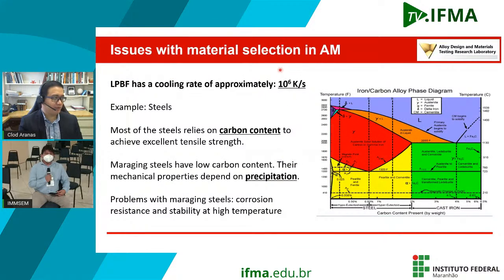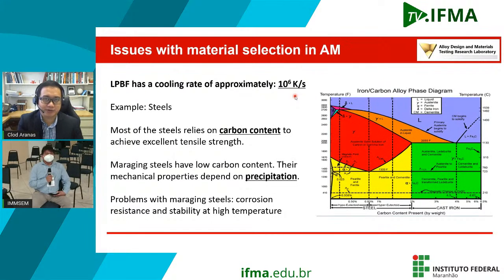So now, what's the problem with additive manufacturing? If we look at the cooling rate during the process, it's around 10 to the 6 Kelvin per second. E um dos problemas dessa manufatura aditiva que nós vemos é a taxa de resfriamento dessas amostras, que é muito elevada. Você percebe 10 elevado a 6 Kelvin por segundo.